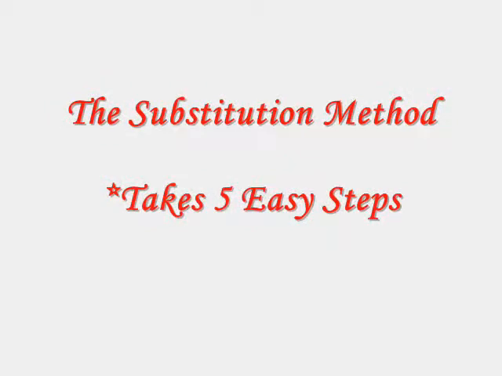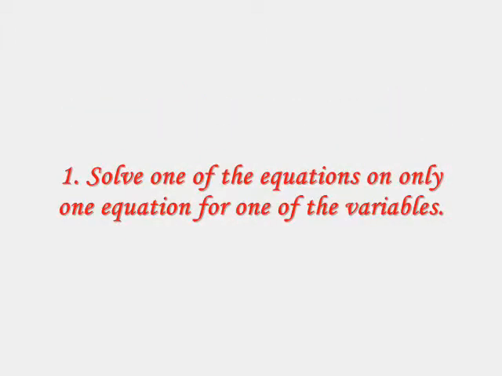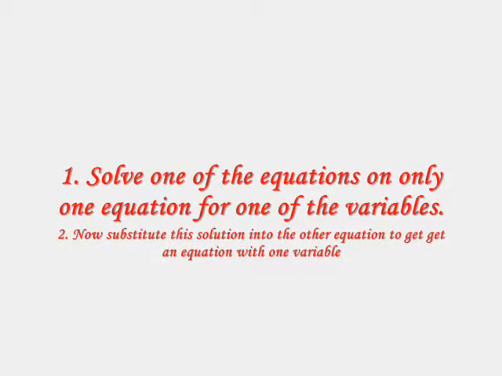The first method I'll be talking about is the substitution method. This method isn't too bad and it takes 5 easy steps. Step 1: solve one of the equations for one of the variables. Now substitute the solution into the other equation to get an equation with one variable.